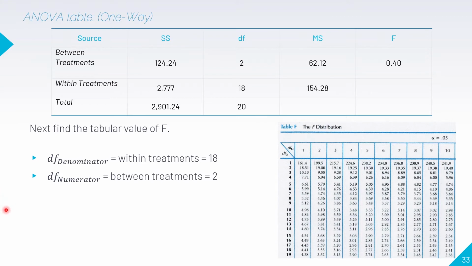Next, let's find the tabular value of F. With the help of this table, we have the F denominator equal to within treatments, that is 18, and then our df numerator is equal to treatments, 2. This 18 and 2. So let's find it. 2 and 18, and that's now our F critical, or value of our F in tabular, 3.55.